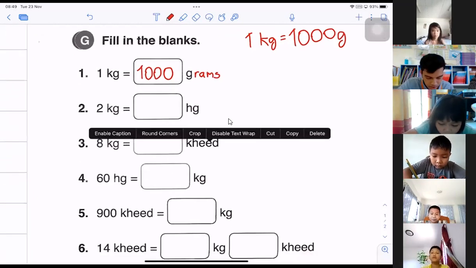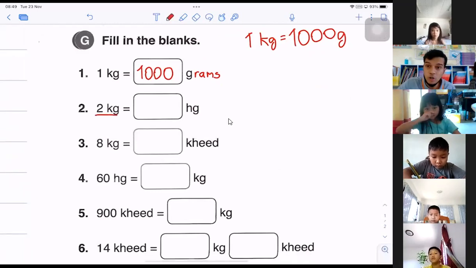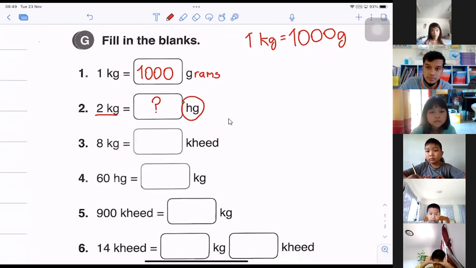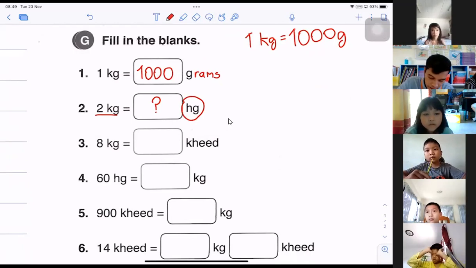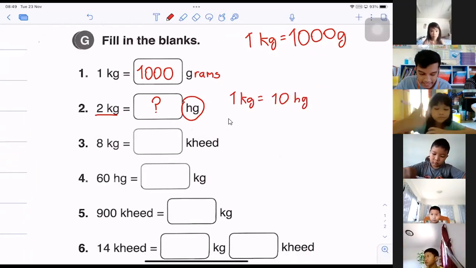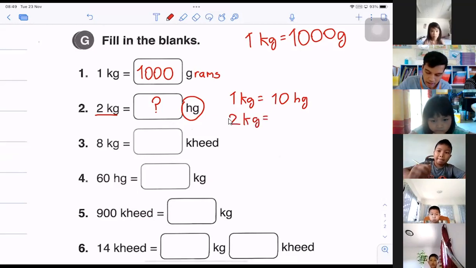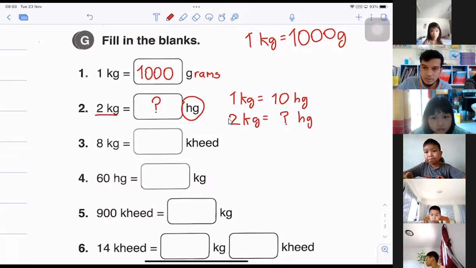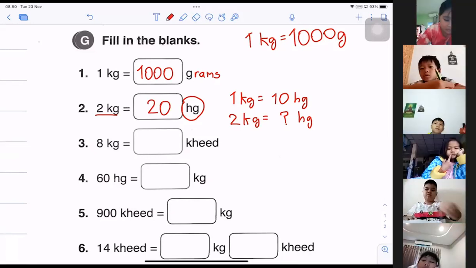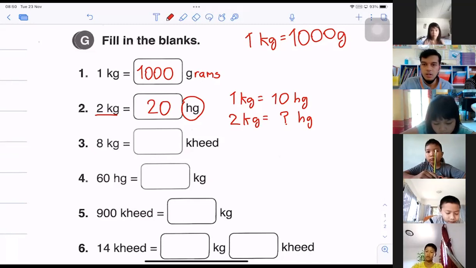Number two. 2 kilograms, okay? 2 kilograms is equals to how many hg? Here, listen, 1 second, students, listen. 1 kilogram is equals to 10 hg, okay? I taught you this already. 1 kilogram, 10 hg. So 2 kilogram, how many hg? 20 hg. Okay, very good. 20 hg. Posh, are you listening?